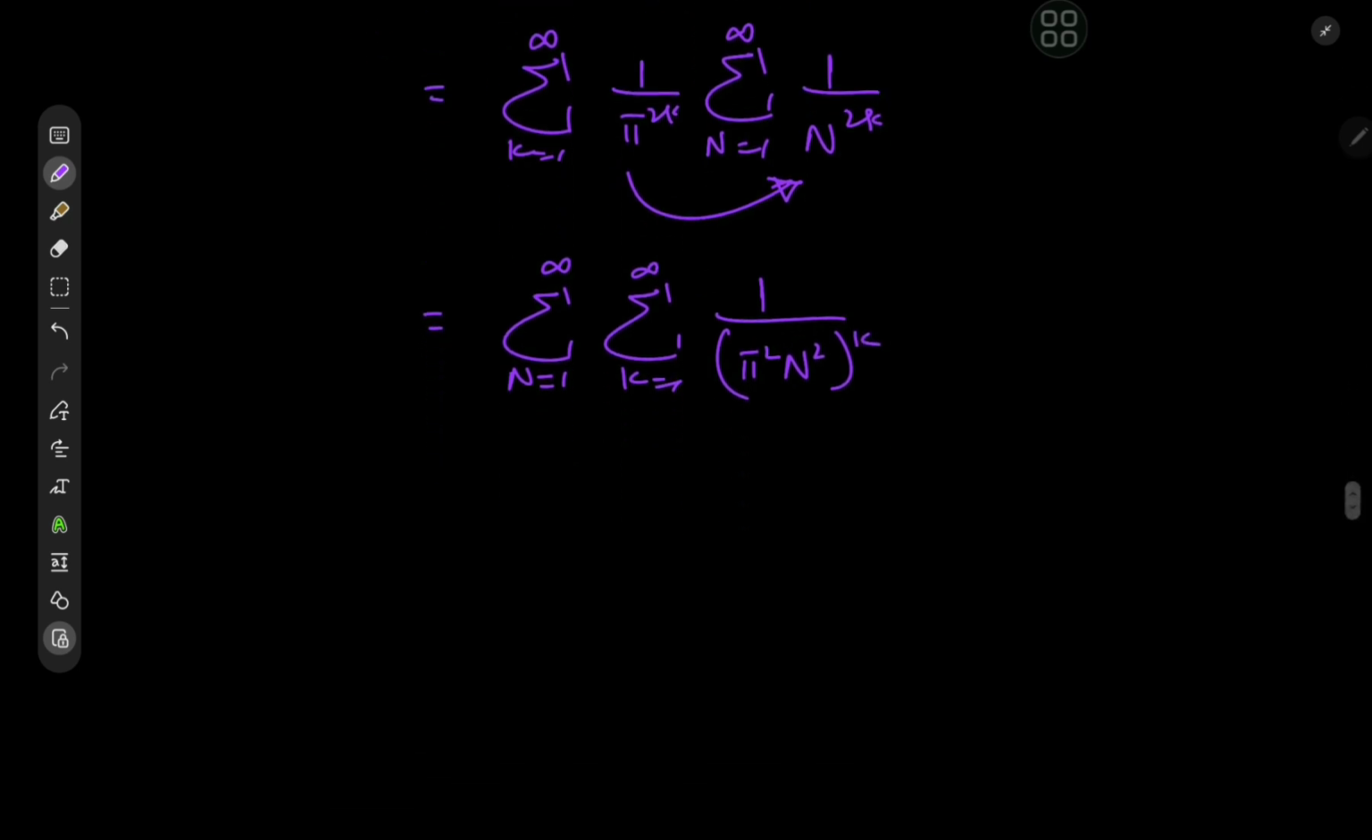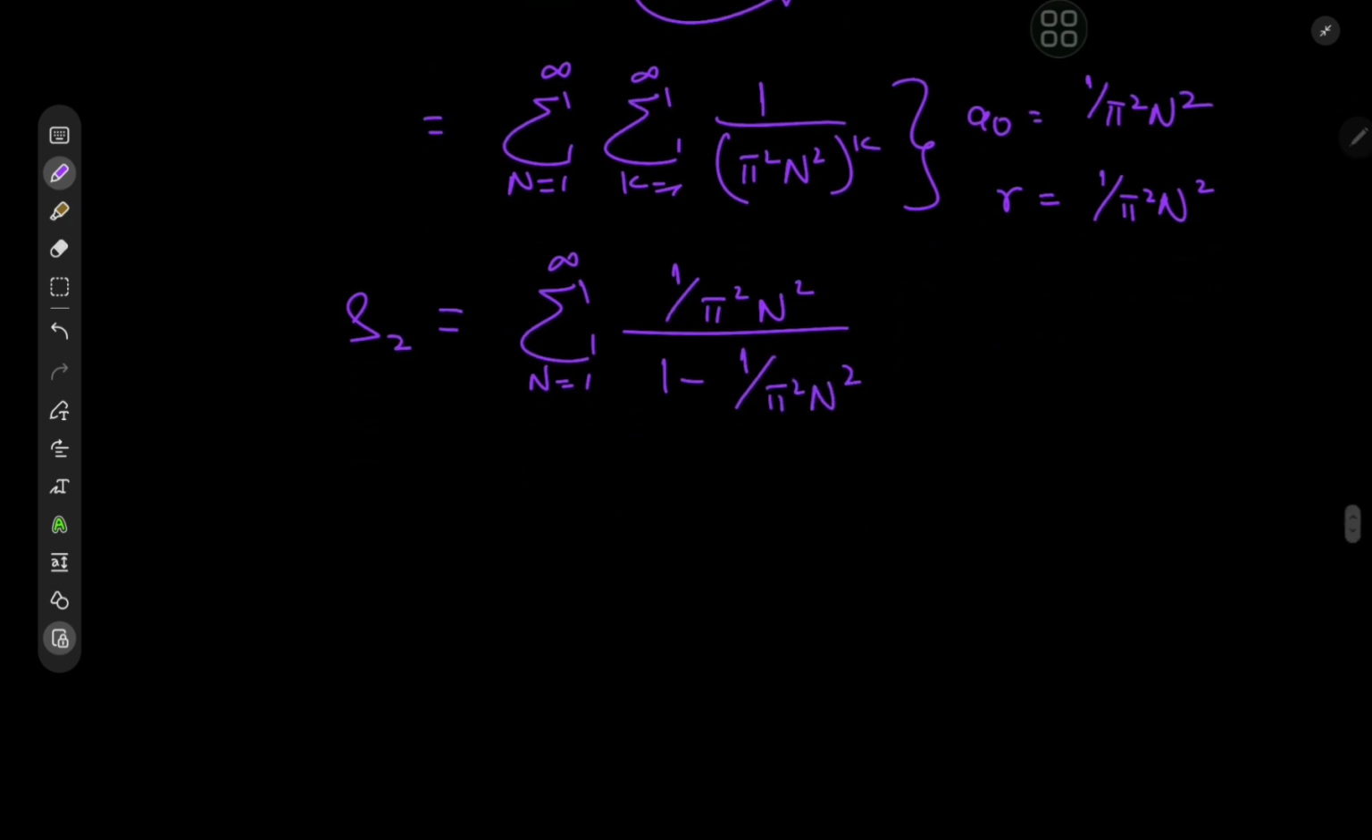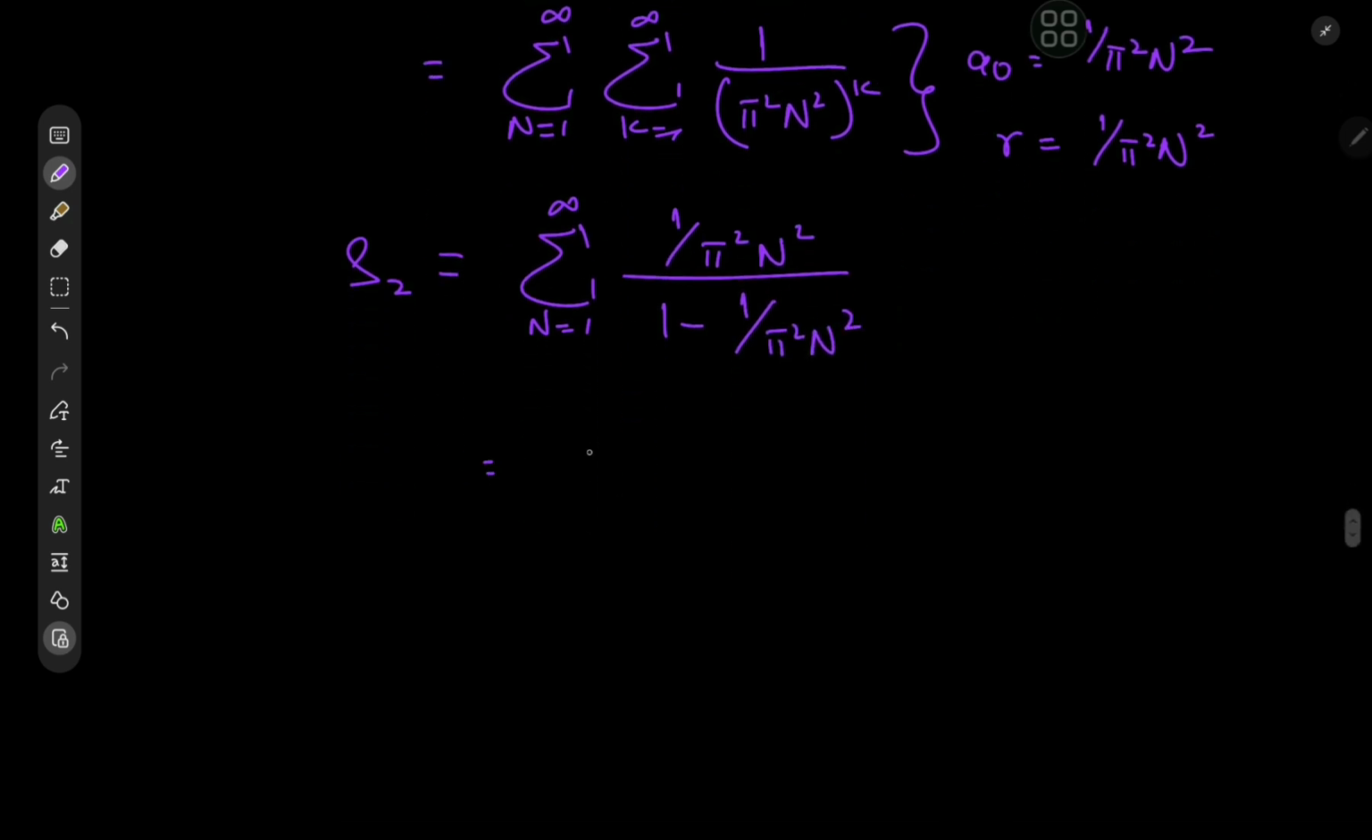And again, we have a geometric series. In this case, with the first term being 1 over pi squared n squared again, with the common ratio being exactly the same thing. So s sub 2 equals the sum over n from 1 to infinity of 1 by pi squared n squared divided by 1 minus 1 by pi squared n squared. And again, we expand by pi squared n squared.